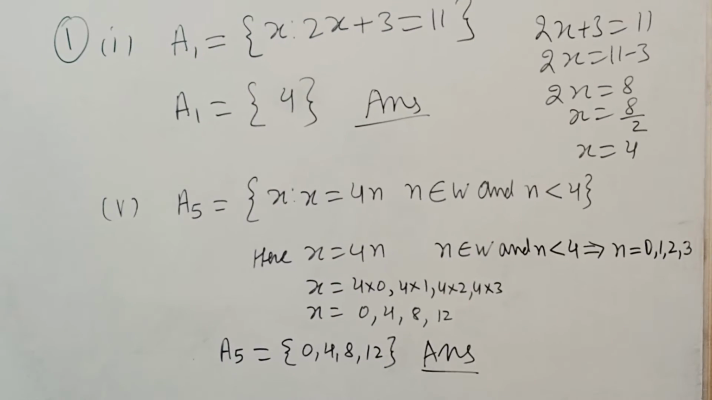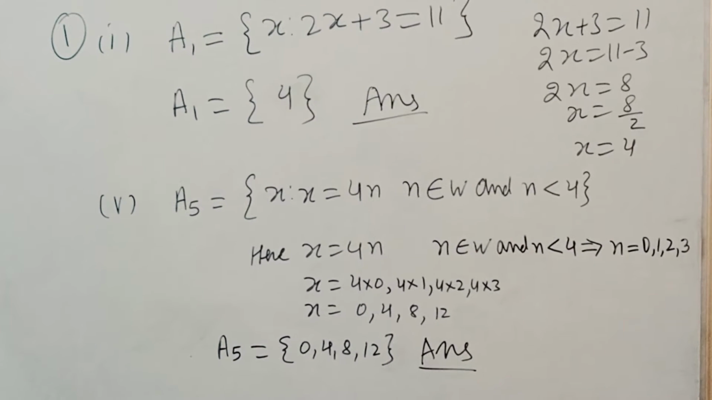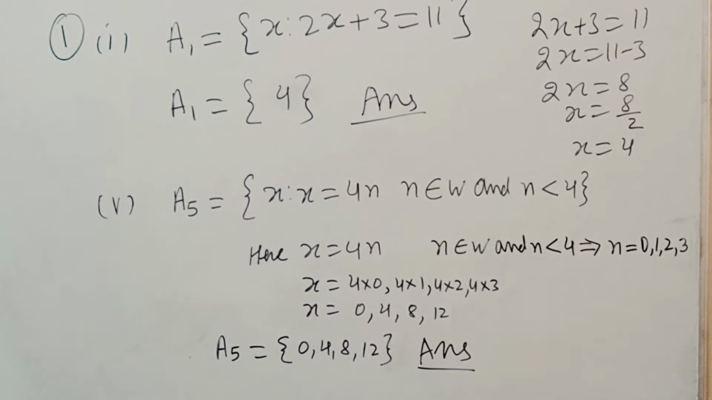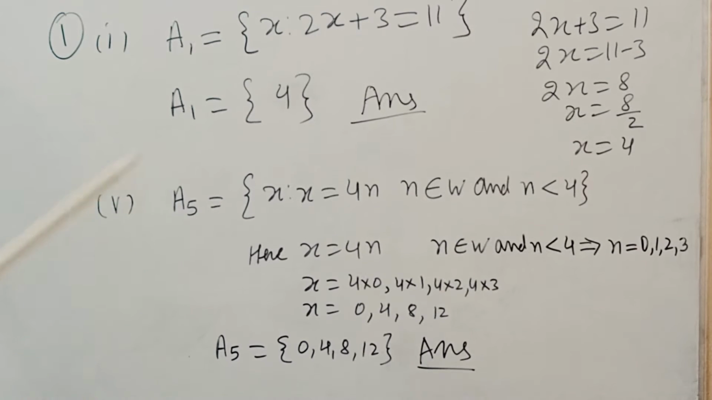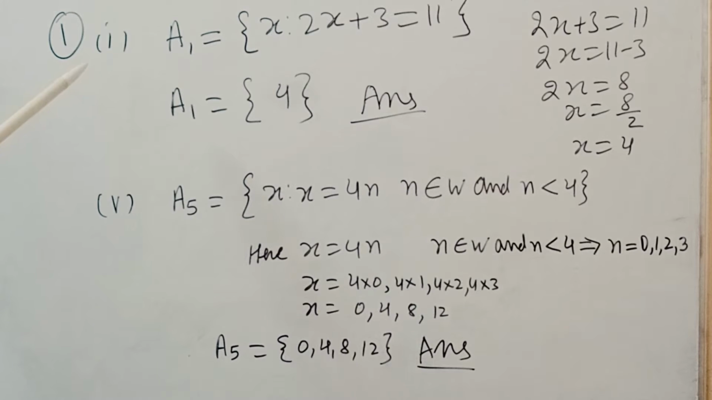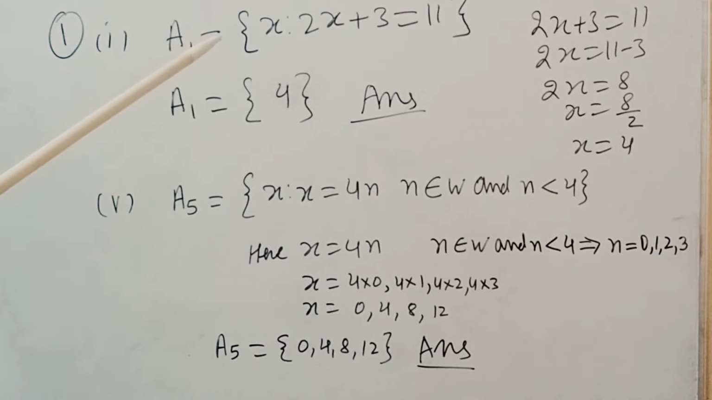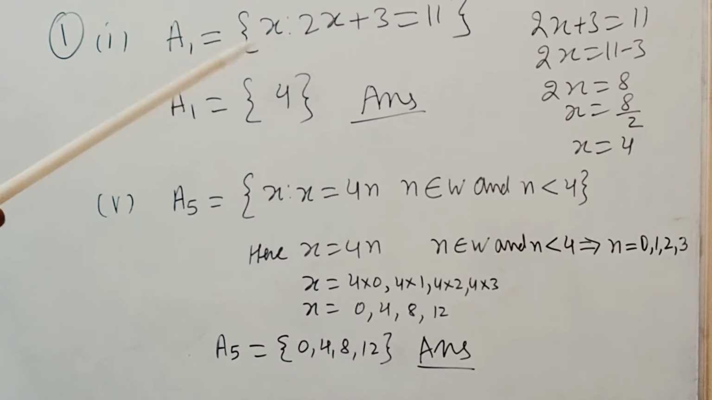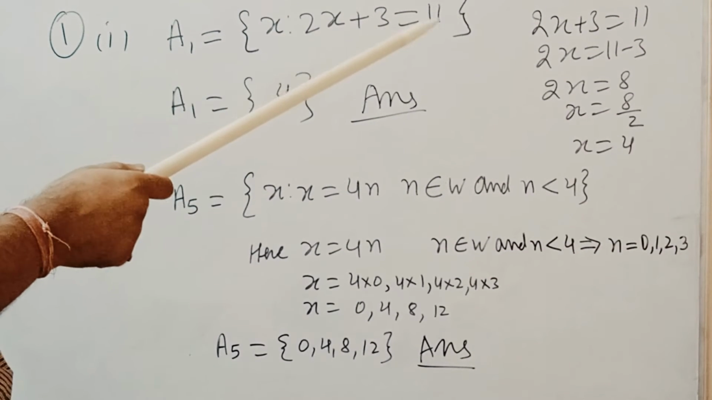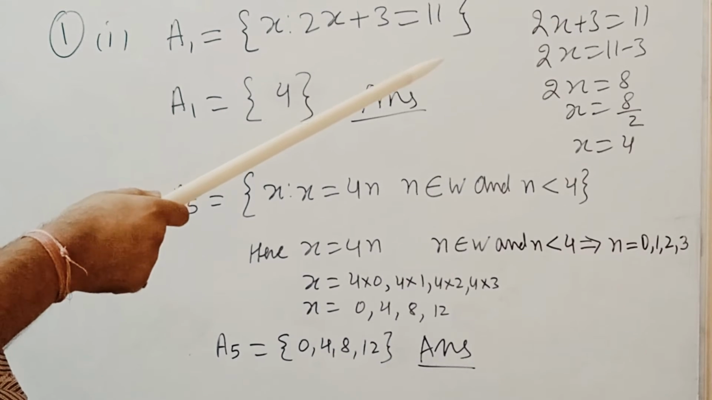Children, I am taking some sums from the exercise. The first question is that we have to write the set in roster form. The set is given in set builder form and we will write it in roster form. Given that A = {x such that 2x + 3 = 11}. So we have 2x + 3 = 11. Now we will solve it. 2x + 3 = 11, that is 2x = 11 - 3.